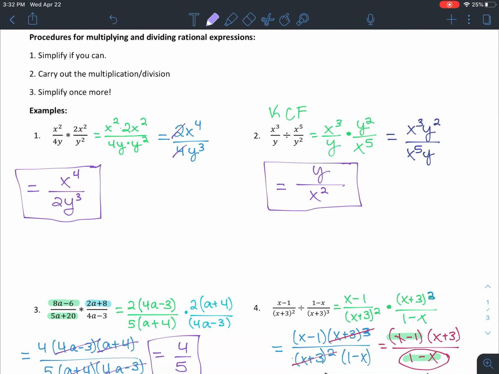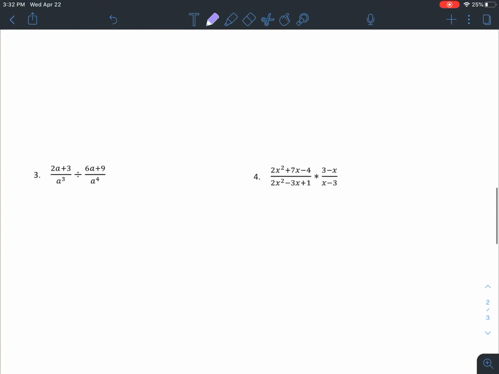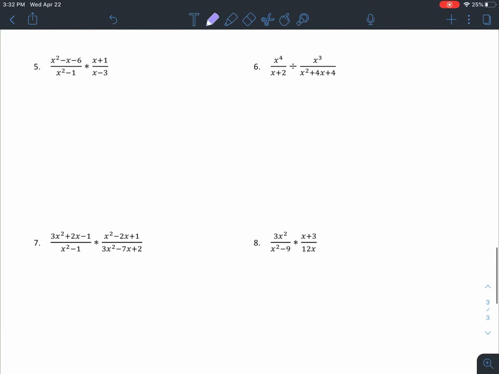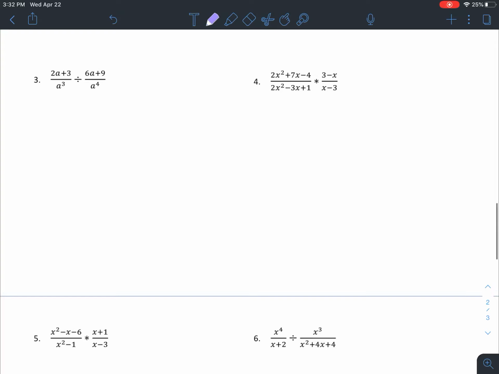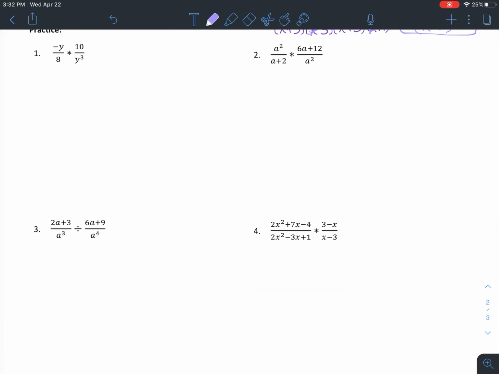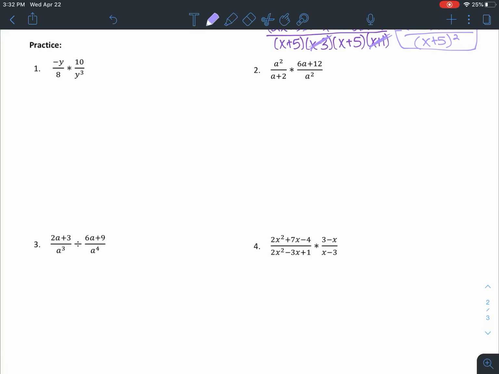There is a copy of these notes in the assignments tab for today. And your task is to do 1, 2, 3, 4, 5, 6, 7, and 8. I'd like to say that these aren't too bad. Most of them are multiplication. You only have 2 division ones that you have to do, so you only have to keep change flip twice. And if you have any questions, please let me know. But that's about it for the video.